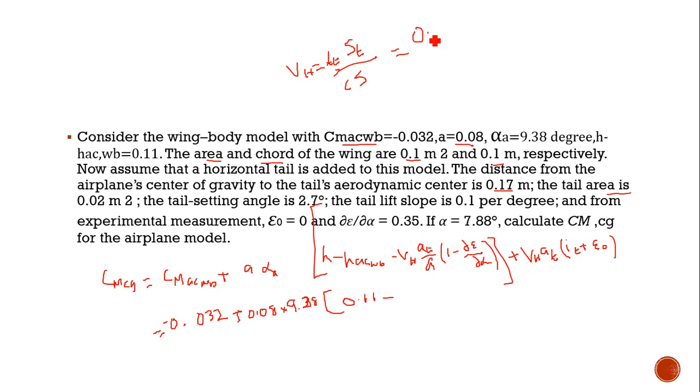So 0.17 into tail area, ST is the tail area, that is equal to 0.02, divided by C into S. We know the chord is 0.1 and the area is also 0.1. So 0.1 into 0.1. Please, anyone calculate the value and tell me the answer.